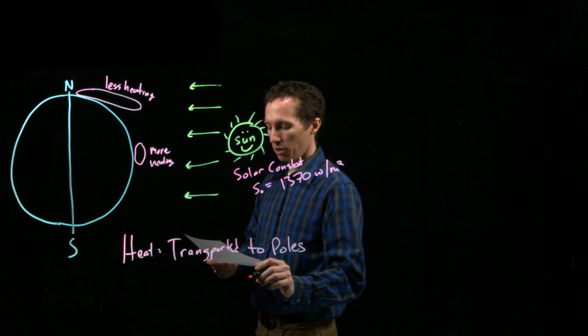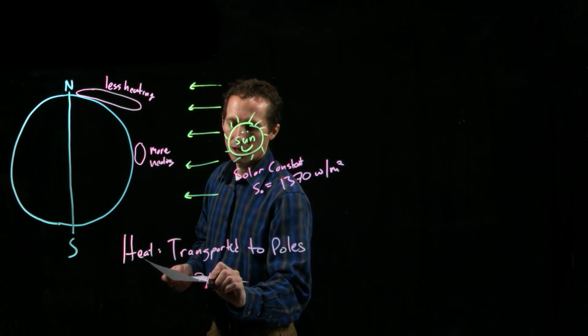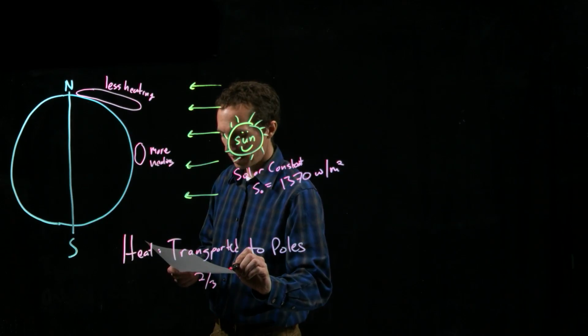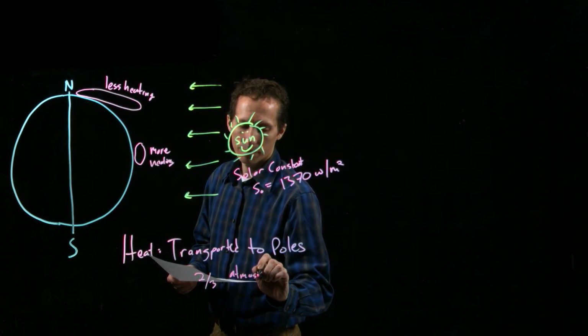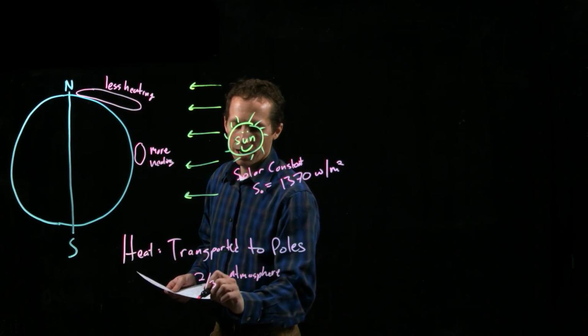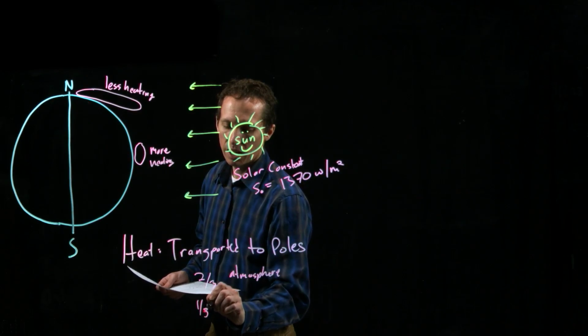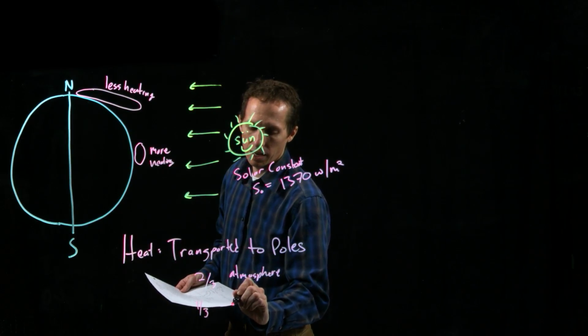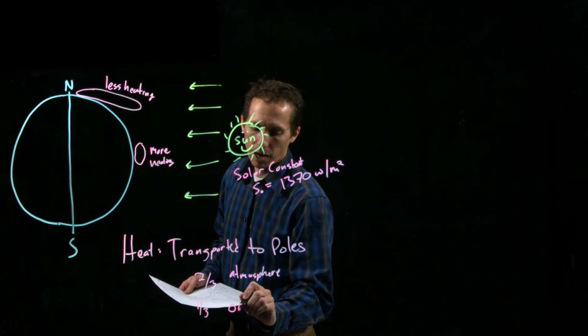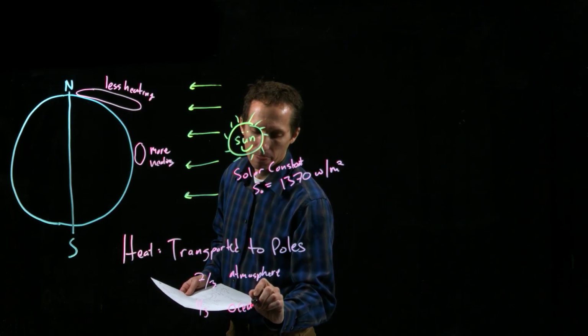It turns out about 2/3 of this heat transport is done by the atmosphere, and about 1/3 of this transport towards the poles is done by the oceans.